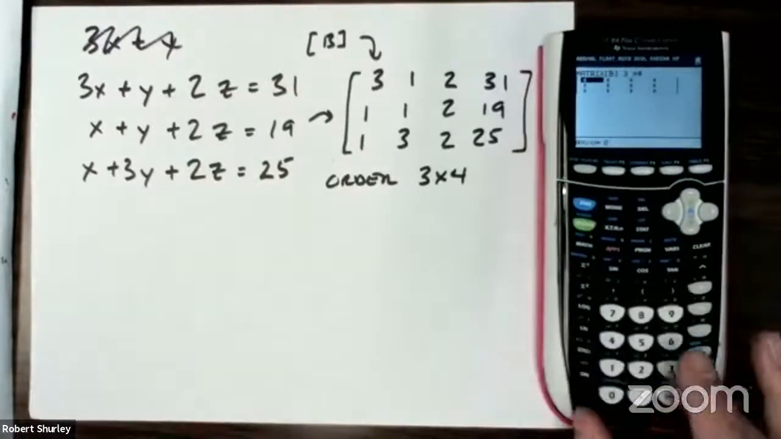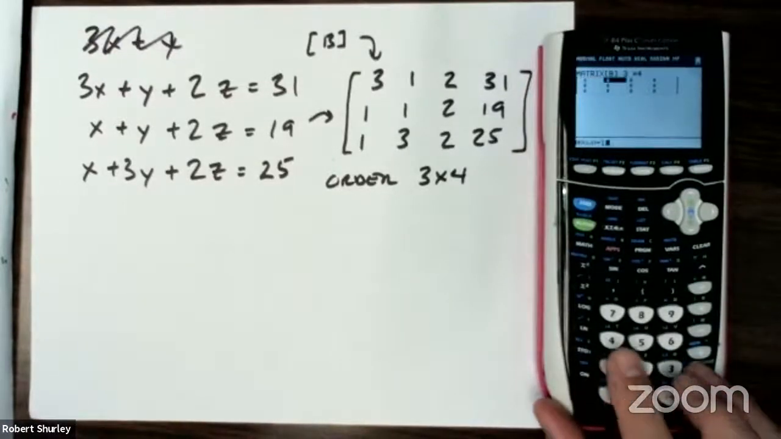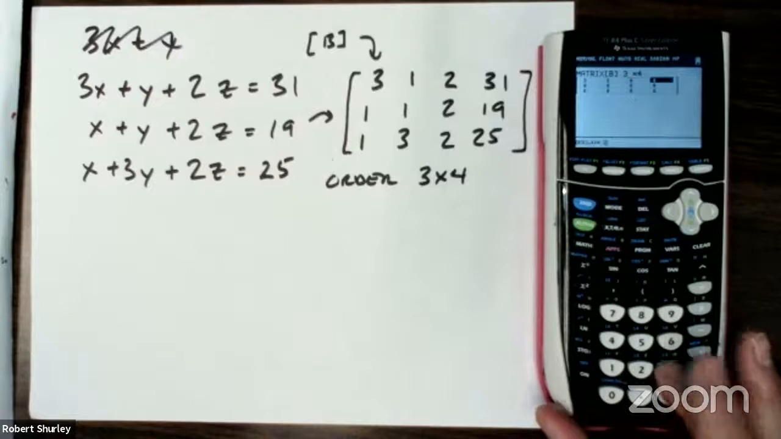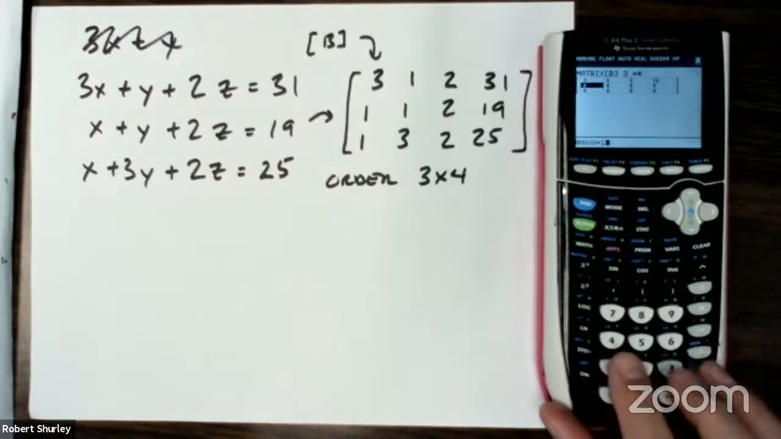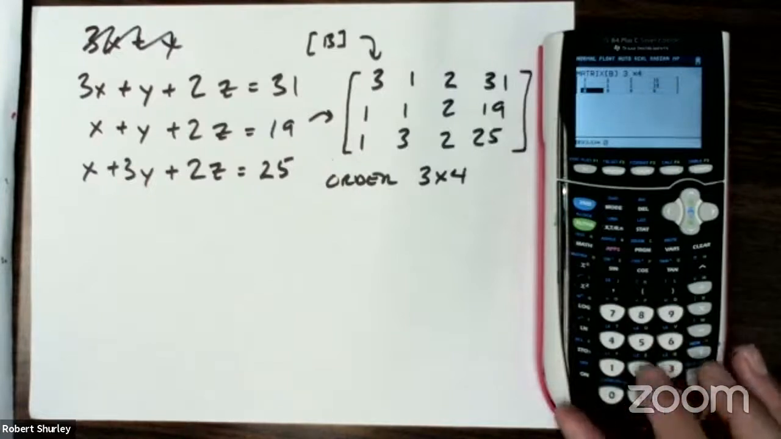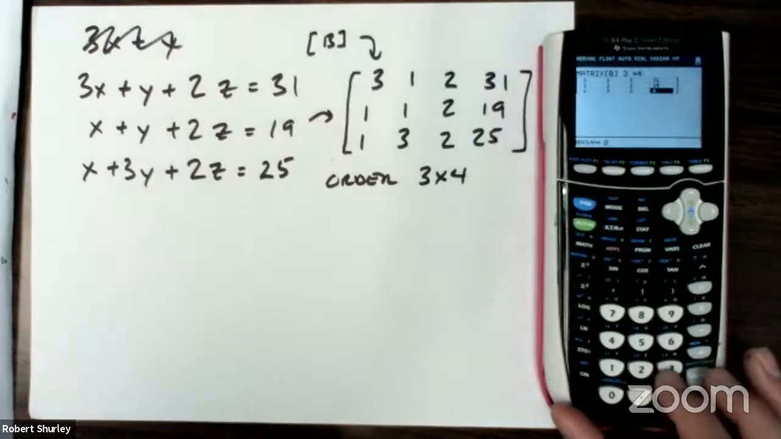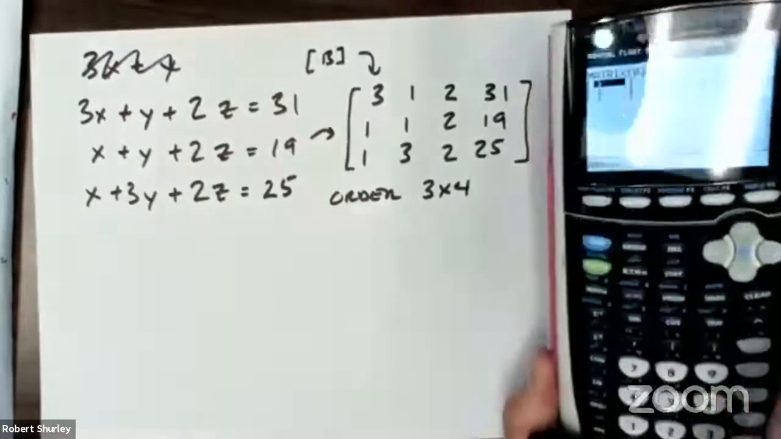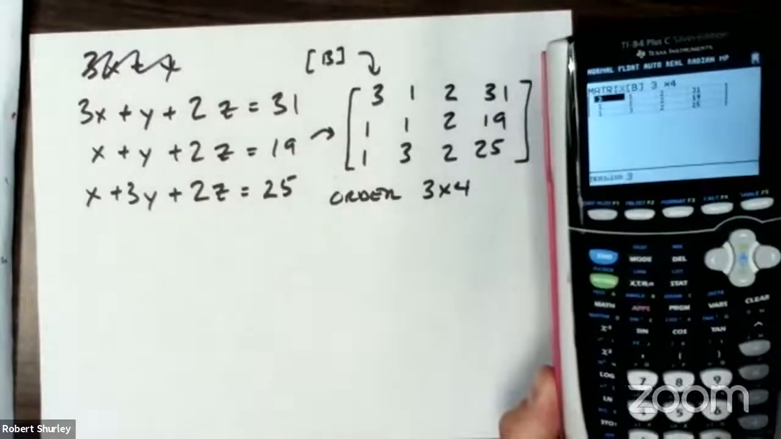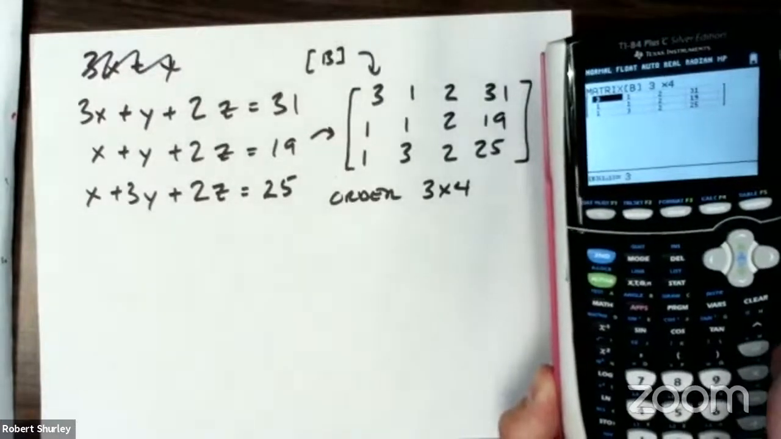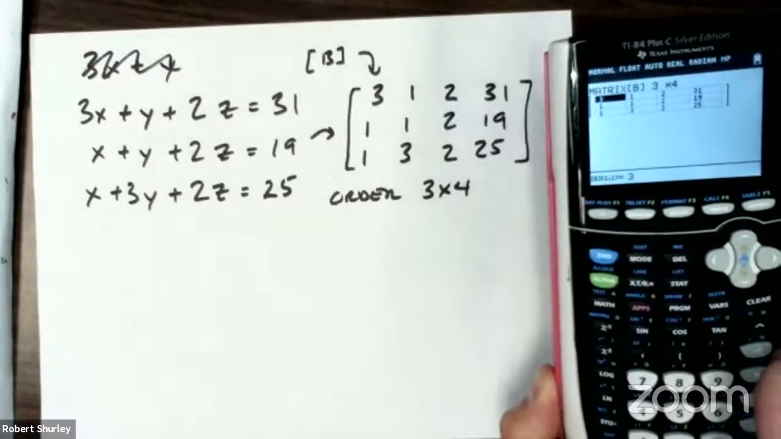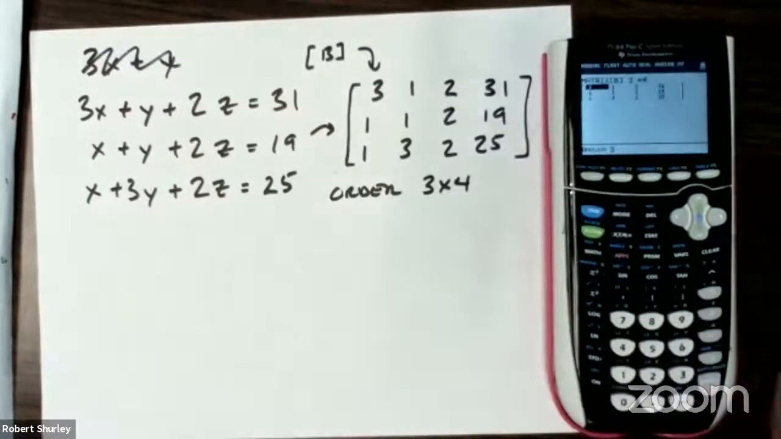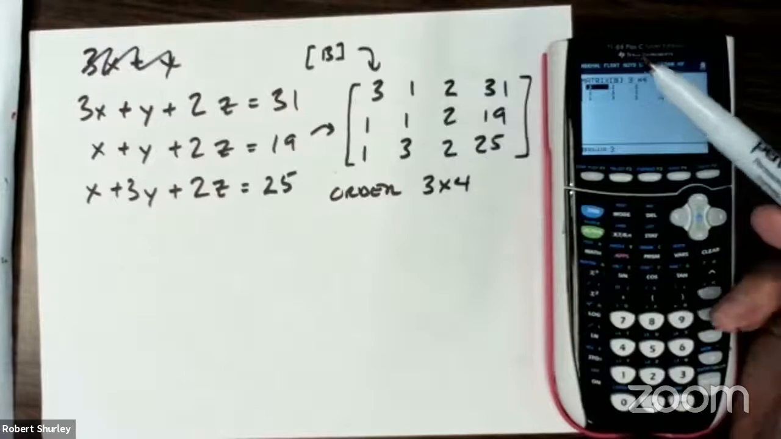Okay, so I'm going to go 3, enter, 1, enter, 2, enter, 31, enter, 1, enter, 1, enter, 2, enter, 19, 1, enter, 3, enter, 2, enter, 25. I think that's everything. I'm going to check it, kind of match it here. 3, 1, 2, 31, 1, 1, 2, 19, 1, 3, 2, 25. Yep. Okay, good. So now once I have it in there, I go back to the very beginning.